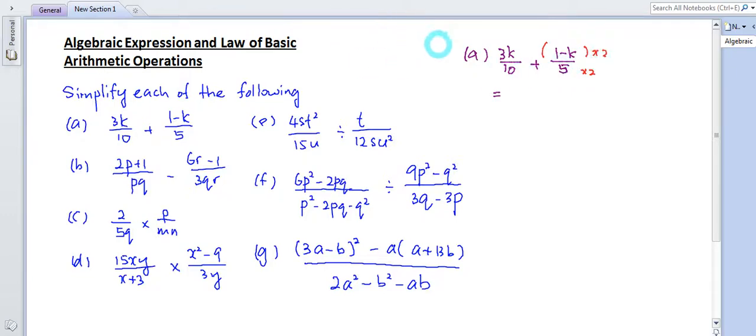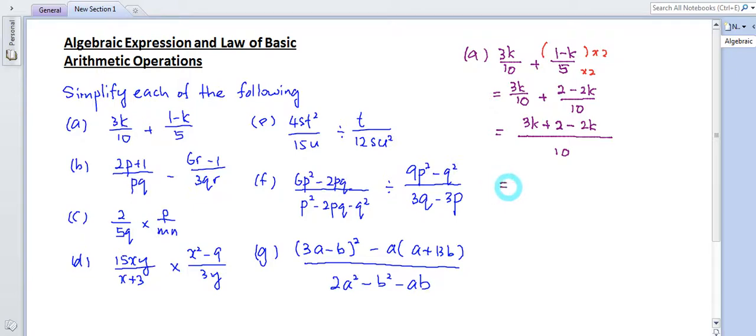Okay, so for this part I just copy 3k over 10 plus, be careful here, multiply 2, not only k multiply 2, the 1 also you need to multiply, you multiply 2 to the whole thing. So you will get 2 minus 2k. Okay, so 5 times 2, you get 10. Now they have the same denominator. You can just simply combine these two fractions to become a single fraction. So 3k plus 2, plus minus still the same, negative 2k.